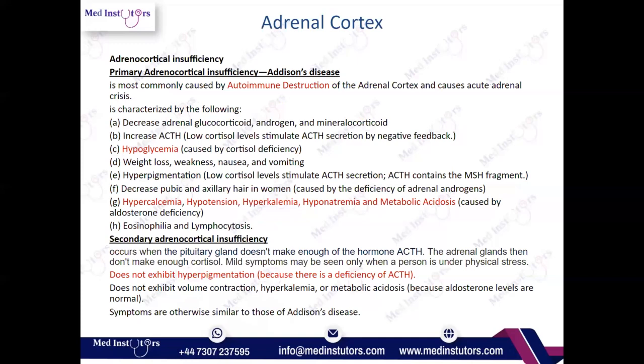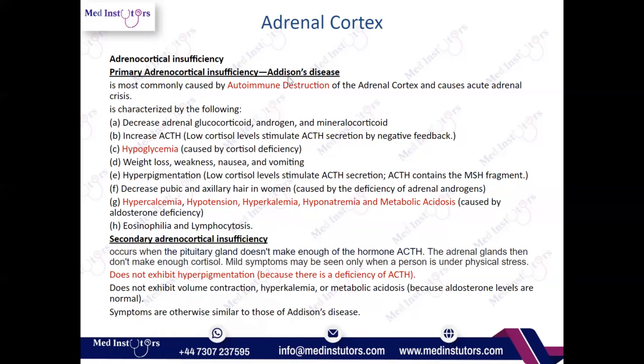Now let's talk about the pathologies. If you have a crystal clear understanding of the normal functions, just reverse those normal functions, and you are done with the diagnosis of these pathologies. So let's talk about primary adrenocortical insufficiency, which is your Addison disease.